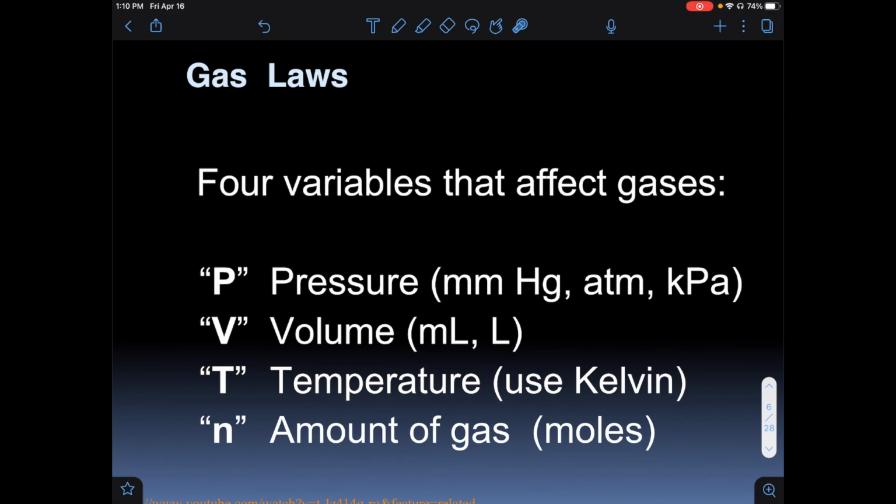So those are the variables that affect gases. We've got pressure measured in millimeters of mercury, atm, kilopascals, or torr. We've got temperature, and I told you every single time we do this, we're going to have to use Kelvin. And then we're also going to be affecting volume. Volume is measured mostly in milliliters, but sometimes in liters. And then finally, we're not talking about this one today, but n stands for the amount of gas, or the moles of gas.